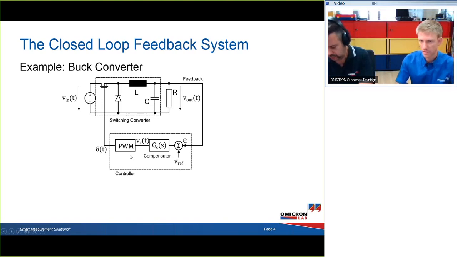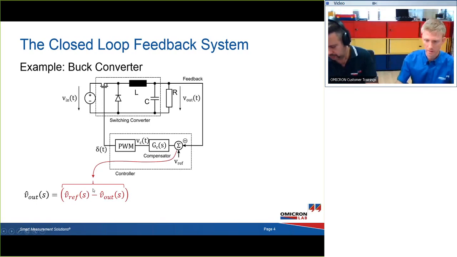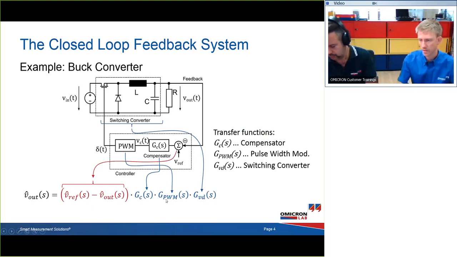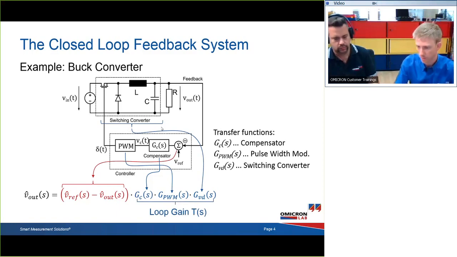So if we look at the output voltage, the small signal output voltage depends on the error voltage, so that's the reference voltage minus the output voltage, that's the error. It's multiplied by the compensator transfer function, then by the PWM transfer function, and by the duty cycle to output transfer function of the power stage. So that's the closed loop reference to output transfer function if we reorder it such that the output and the reference voltage are on one side. And the block that's blue marked in this case, that's the so-called loop gain. And that's the product of all the gains in the loop.